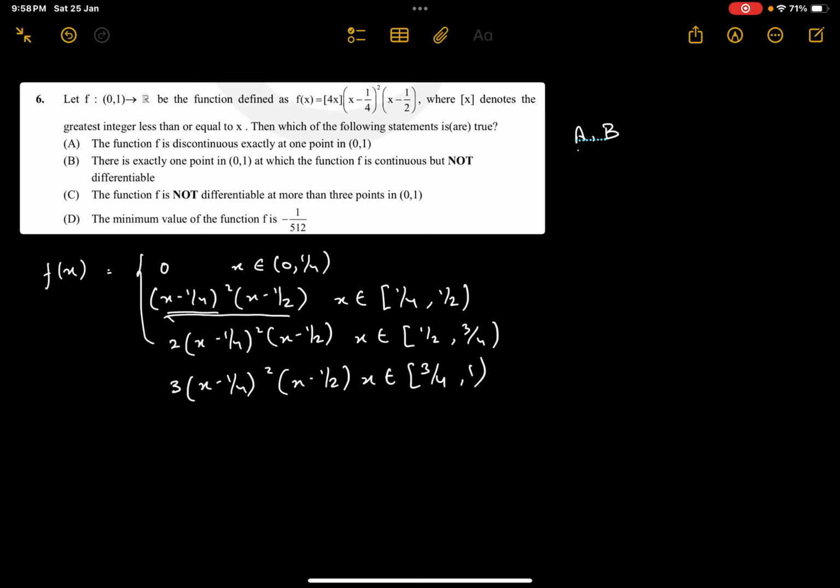Then, the function is not differentiable at more than 3 points. This is incorrect because it's not differentiable at only 2 points, half and 3 by 4.